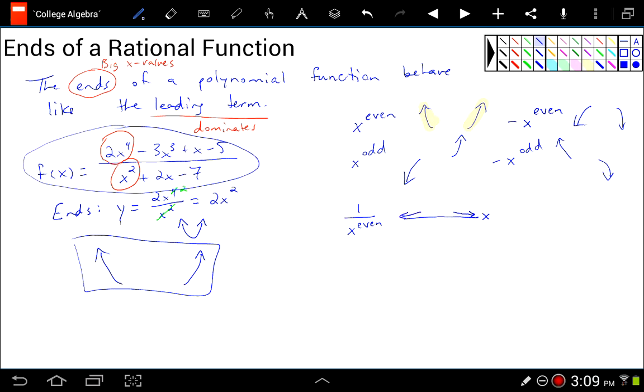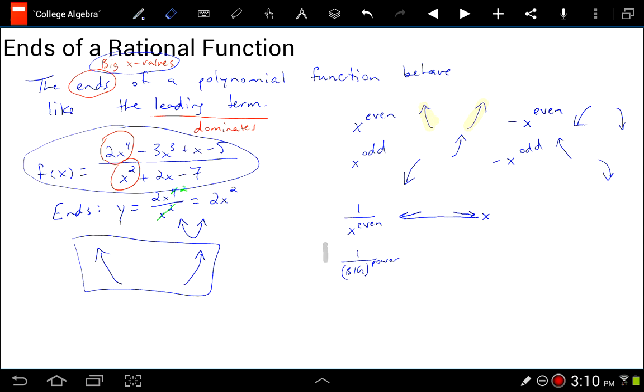So for functions where you end up with more x's in the denominator, your graph is going to approach the x-axis on the ends. And you can imagine why, because if you look at big x values, and you have 1 over some big x value raised to a power, well, 1 divided by some really big number is really close to 0. And that's what's happening. As you get close to the x-axis, your y values are getting really close to 0.